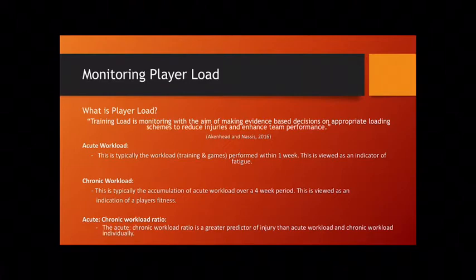Chronic workload is typically the accumulation of acute workload over a 4-week period. Okay, so this is the training sessions, your gym sessions and your games over a 4-week period. So instead of a 1-week period, it's over a 4-week period. Okay, and this can be viewed as an indication of a player's fitness. So moving on from that, we've got the acute chronic workload ratio. Okay, so this is a ratio and it is a greater predictor of injury than acute and chronic workload together. Okay, so we're going to discuss them in more depth as we go along.